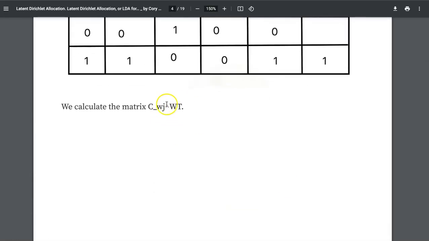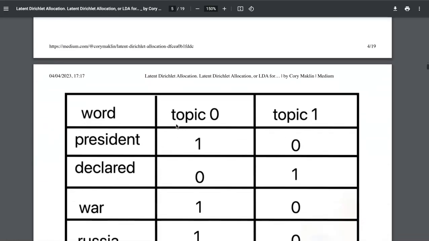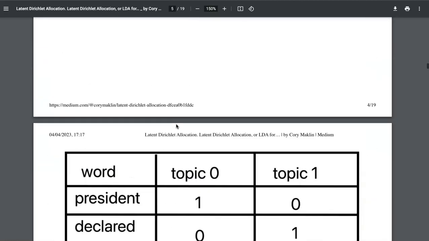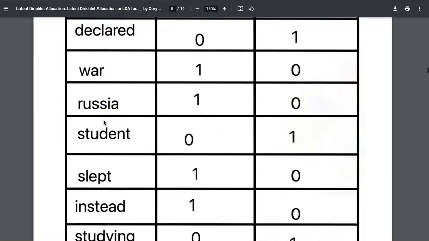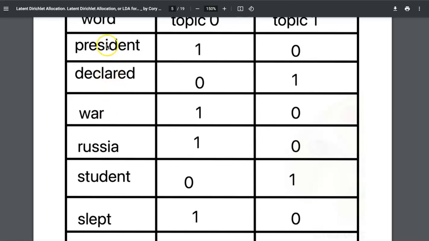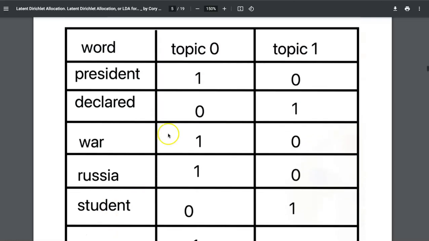So what is this word topic matrix? It is based on how many different words there are and how many topics there are. In our toy example there are 9 distinct words, 1 2 3 4 5 6 7 8 9, and there are 2 topics. So it's a 9x2 matrix. And what does each cell represent? It represents how many times this word is present in this topic. If you see the first row, it is how many times it is present in topic 0 and how many times in topic 1.